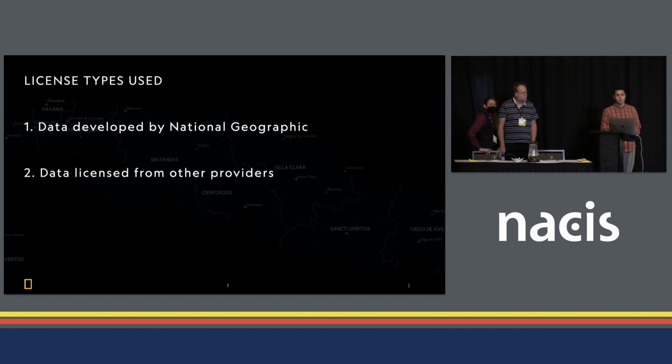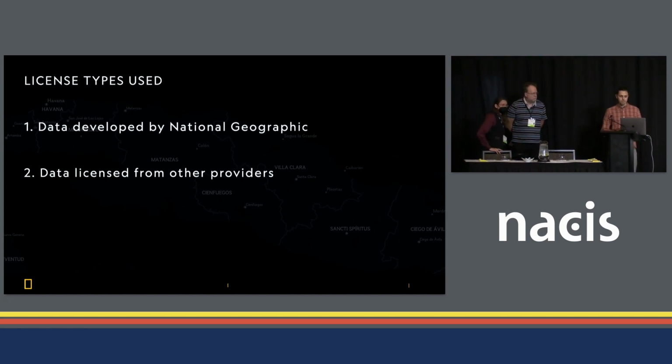Data licensed from other providers is another input. That was important for us with hydrology, where we couldn't get really high-quality, large-scale drainage information. So we had to buy a contract from Garmin. So that's what we're using in our database. Lastly, we wanted to use open data wherever we could.